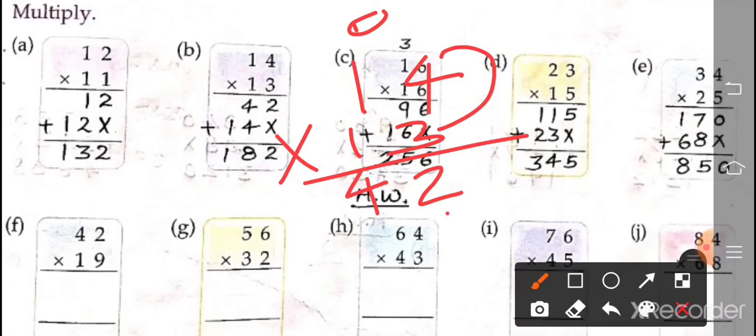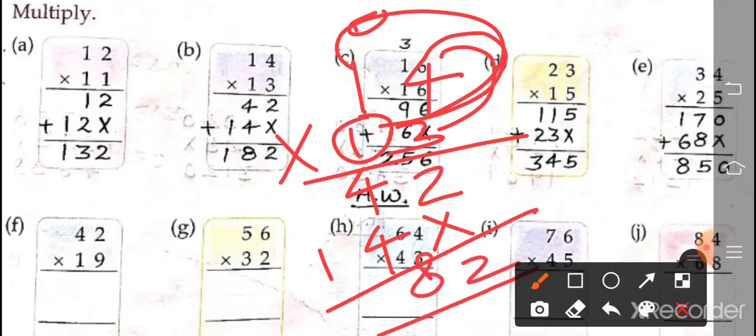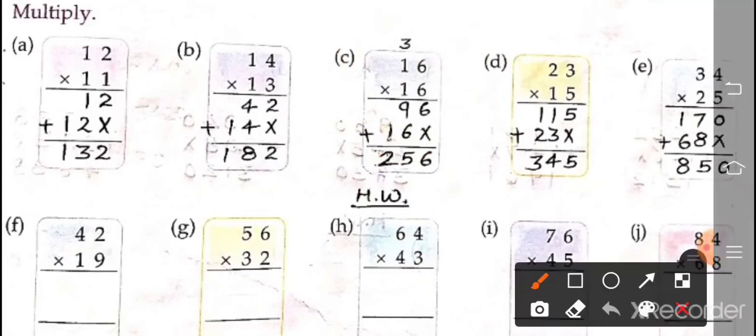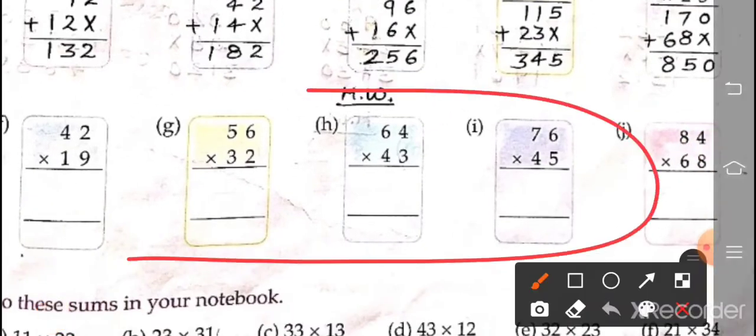Now put a cross at the ones place. Now multiply this 1 by 4. 1 multiply 4, 4, and 1 multiply 1, 1. Now 2, 4 4, 8 and 1 as it is. 182 is the answer. So like this you have to do these sums, C D E. And this is your homework.